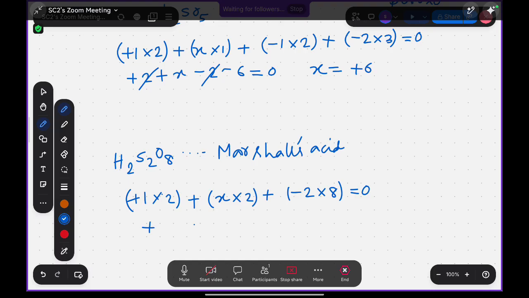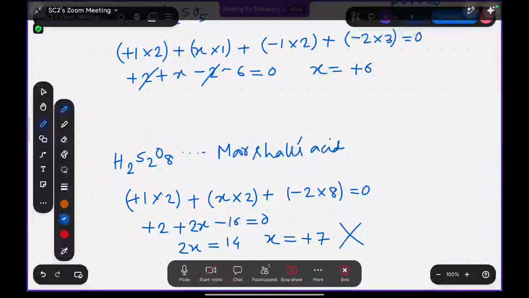So what happens? +2 plus 2x minus 16 is equal to 0. That means 2x is equal to 14. So x comes to be +7, which is again not possible. I have already instructed that sulfur, you can verify it, cannot have oxidation state more than +6. It can have less than +6, but not more than +6. +7 is more, so +7 oxidation state for sulfur is not possible.